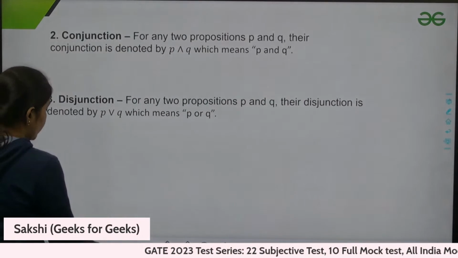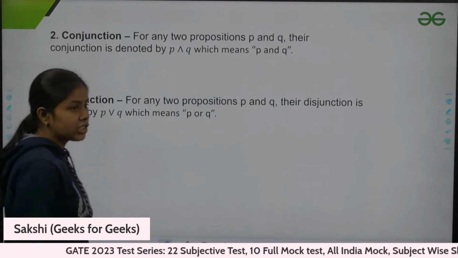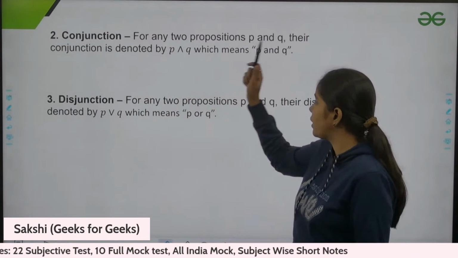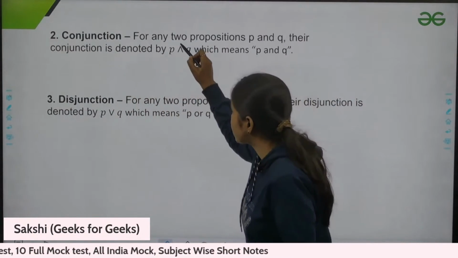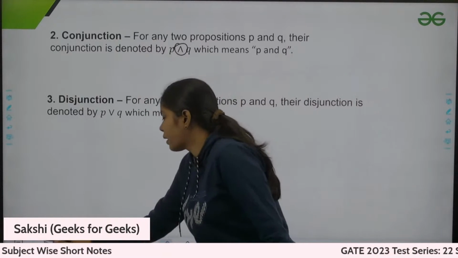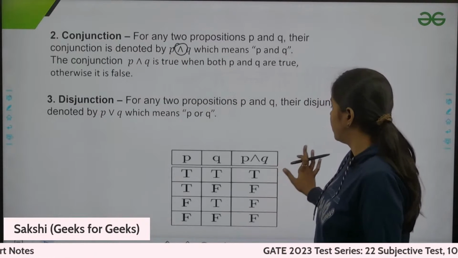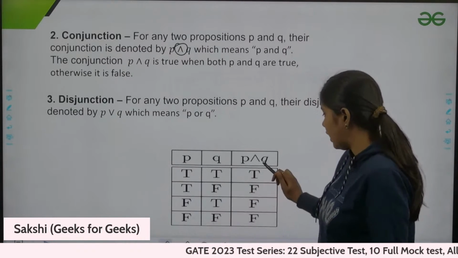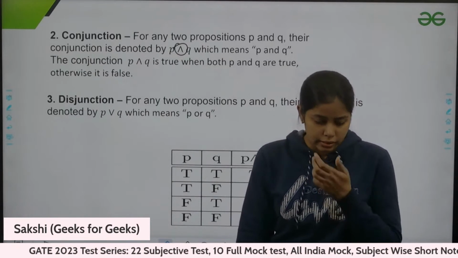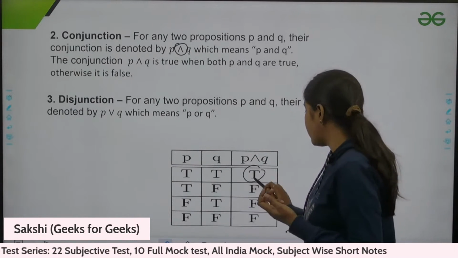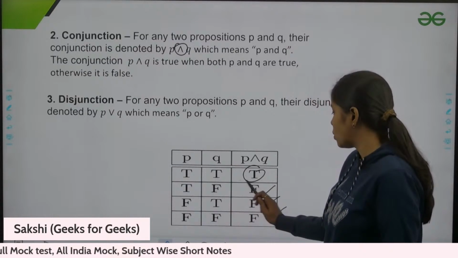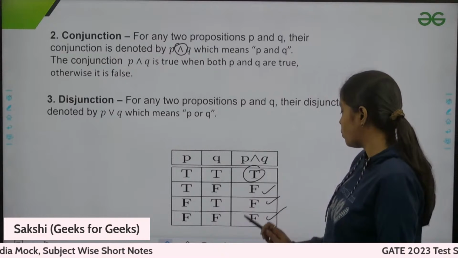Now if I move forward, next we have conjunction. Conjunction is basically "and." For any two propositions P and Q, conjunction is denoted by the sign ∧, which means P and Q. Its truth value will be true when both the propositions are true. If P is true and Q is true, then P ∧ Q will be true. Otherwise, in all other cases, it will be false. If P is true and Q is false, we get false. If P is false and Q is true, I get false.